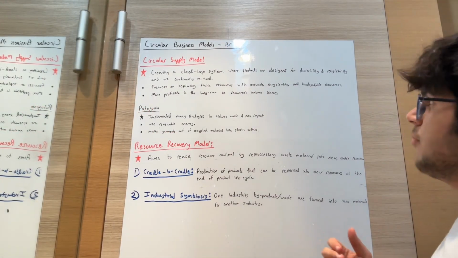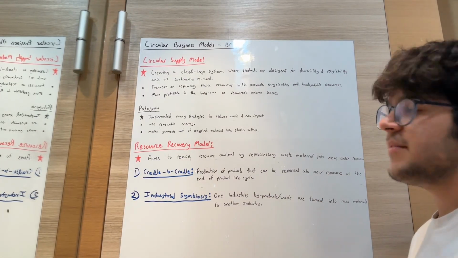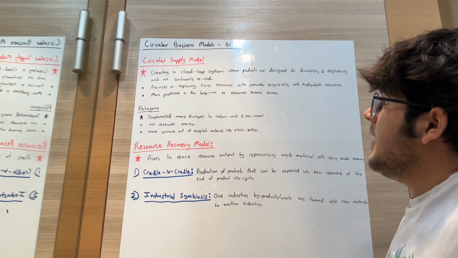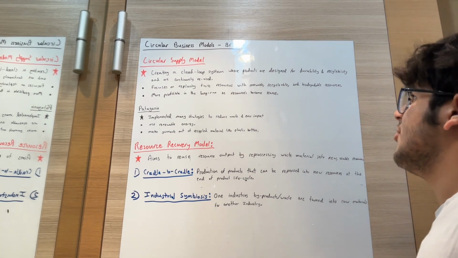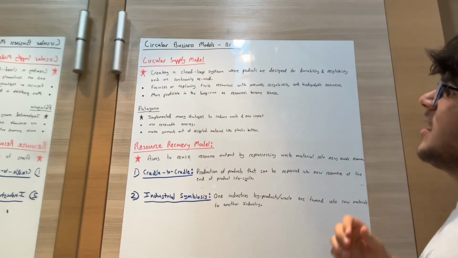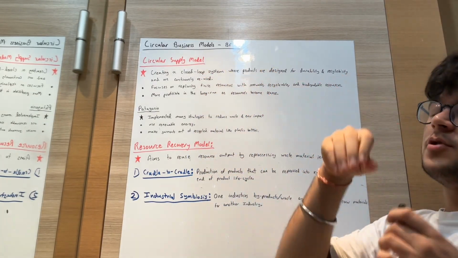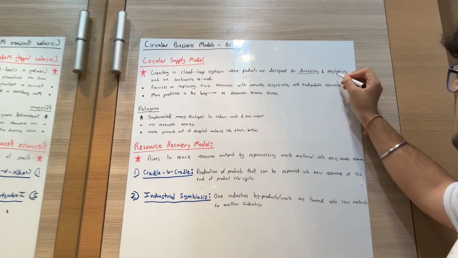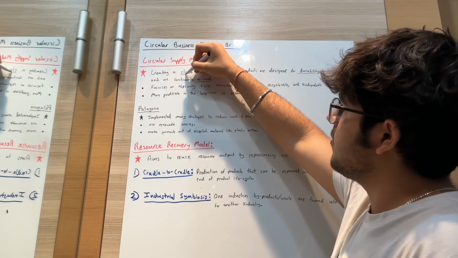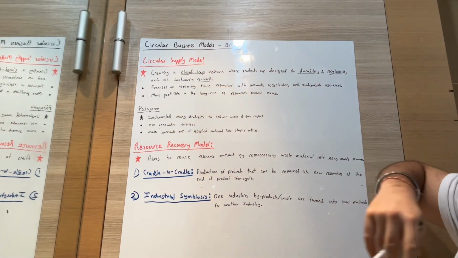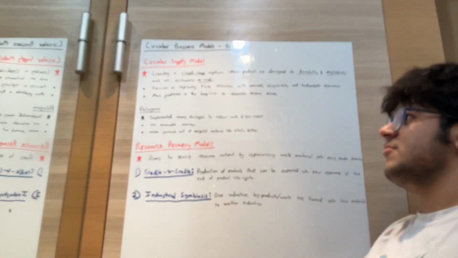Okay, so now we can take a closer dive into the different types of CBM models we have. Firstly, as I said before, we have the circular supply model, okay? A circular supply model is the idea of creating a closed loop system where products are designed for durability, reliability, and are continuously reused. So let's look at keywords here: closed loop systems, durability, reliability, and continuously reused.